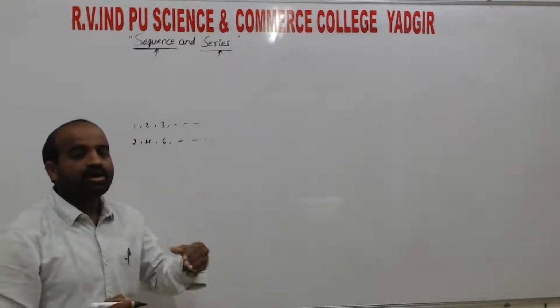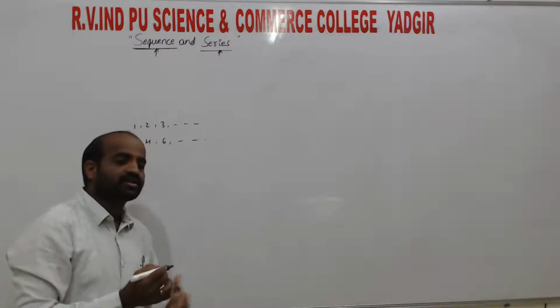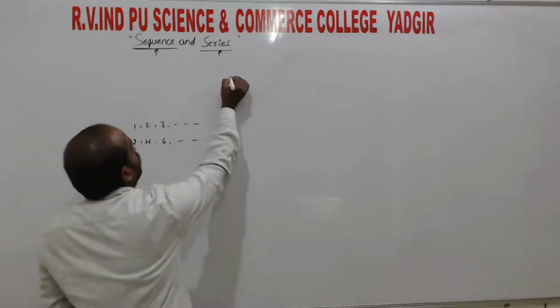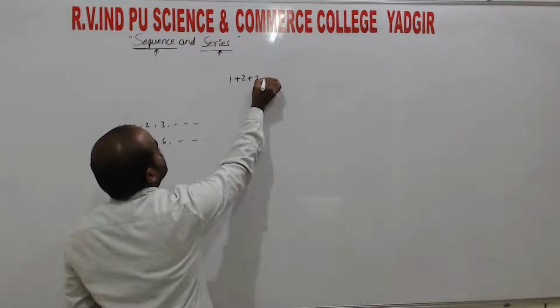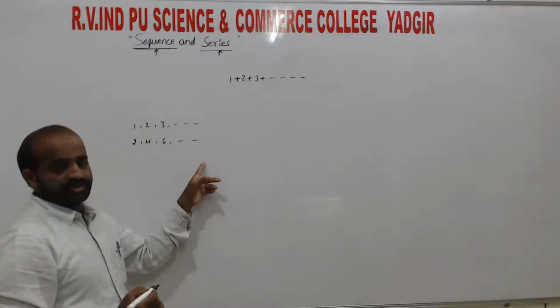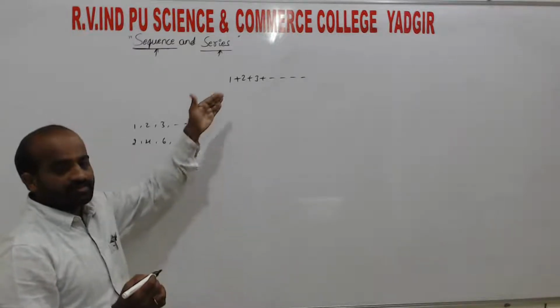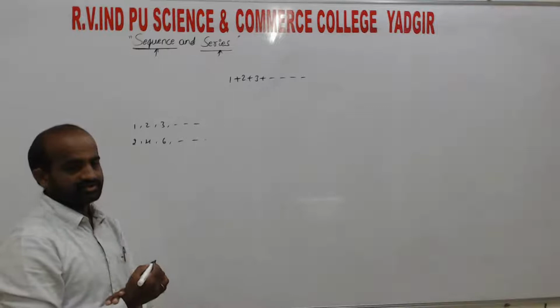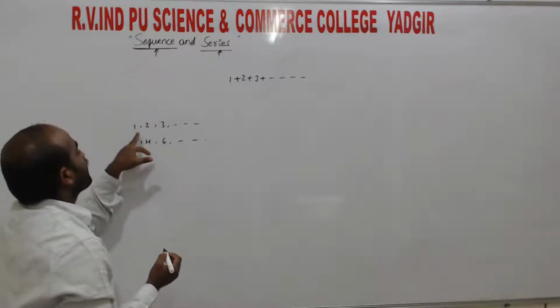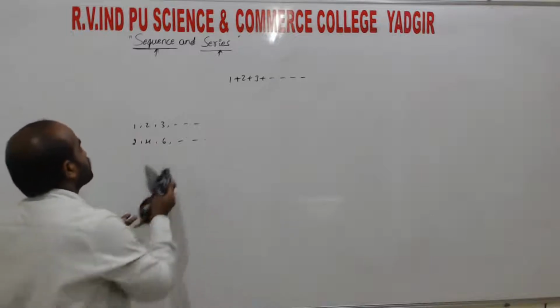Series means the sum of a sequence is called series. 1 plus 2 plus 3 plus and so on; 2 plus 4 plus 6 plus and so on. This is series. Sequence means an ordered set of numbers. First, we have to study sequence.